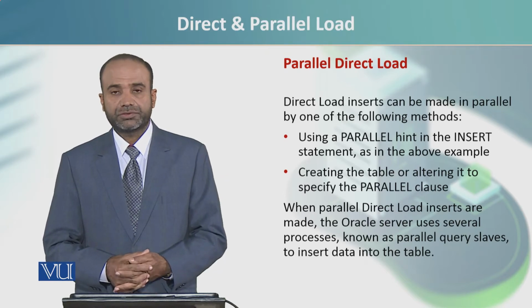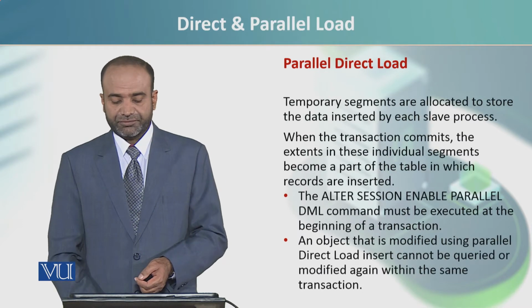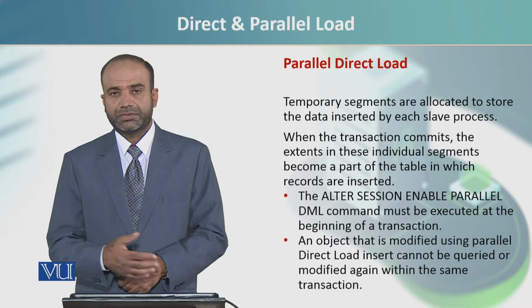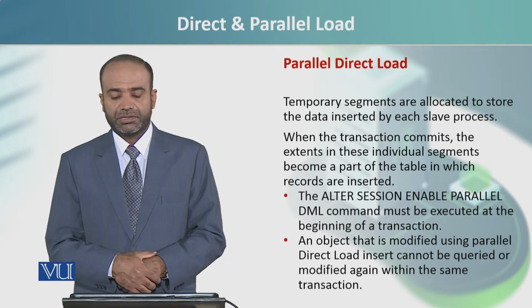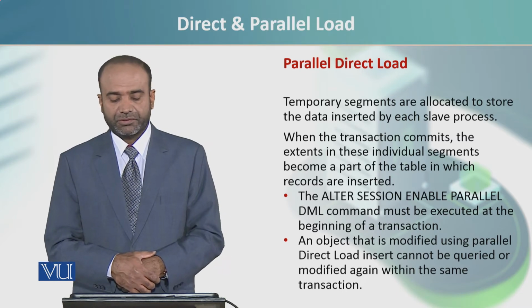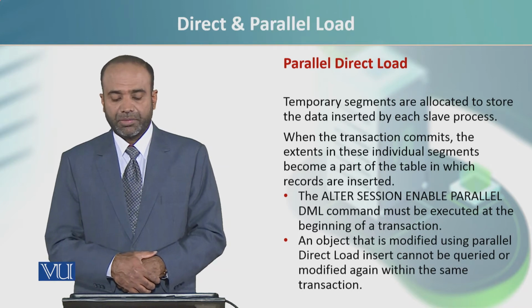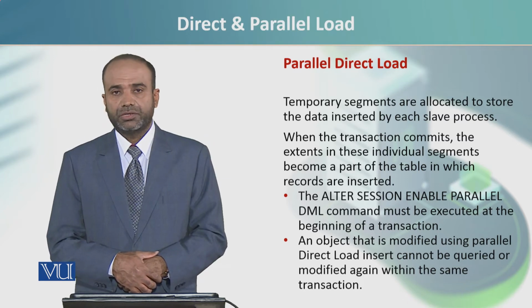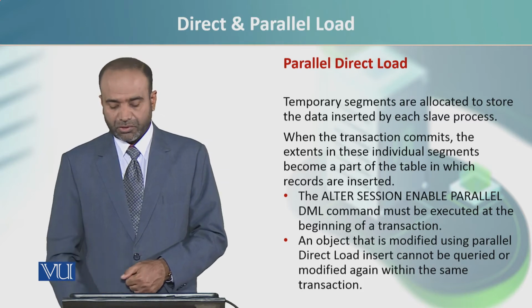The Oracle server uses several kinds of processes known as parallel query slaves. Temporary segments are allocated; these are used behind the parallel direct load inserted by each slave process. So we use ALTER SESSION ENABLE PARALLEL DML, and the DML command must be executed. An object that is modified using parallel direct load insert cannot be queried or modified again.